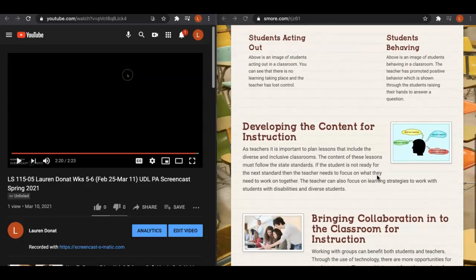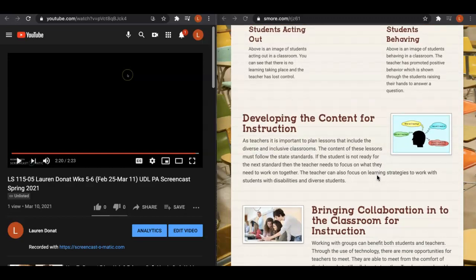Next, if we scroll down a little bit, we can see developing the content for instruction. As teachers, it is important to plan lessons that include the diverse and inclusive classrooms. The content of these lessons must follow the state standards. If the student is not ready for the next standard, then the teacher needs to focus on what they need to work on together. The teacher can also focus on learning strategies to work with students with disabilities and diverse needs. When planning lessons as teachers, we need to always be thinking of universal design for learning, culturally sustaining pedagogies, and social justice in education.